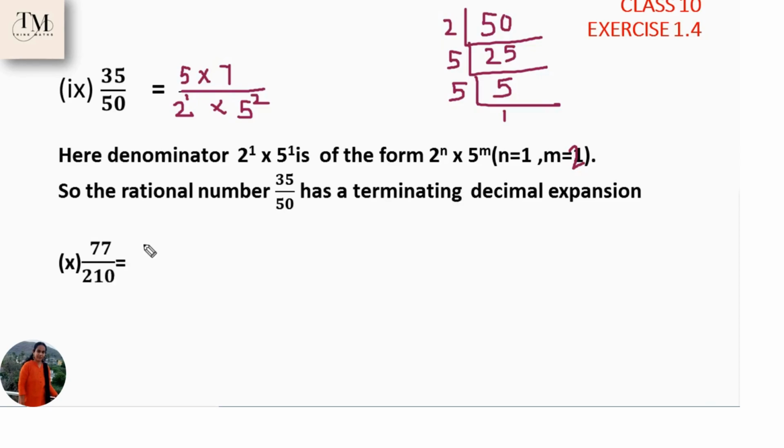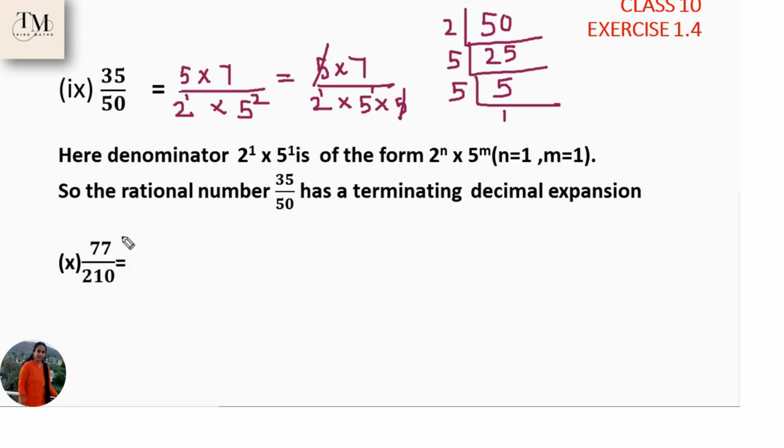So next problem, 77 by, so here just a minute. Here we can cancel 1 5, that is 5 into 7 divided by 2 into 5 square, which is nothing but 5 into 5. So 1 5 can be cancelled. So 7 divided by 2 power 1 into 5 power 1. So here also it is of the form 2 power n into 5 power m. Here n takes the value 1 and m takes the value 1. So we can say that the rational number has a terminating decimal expansion.